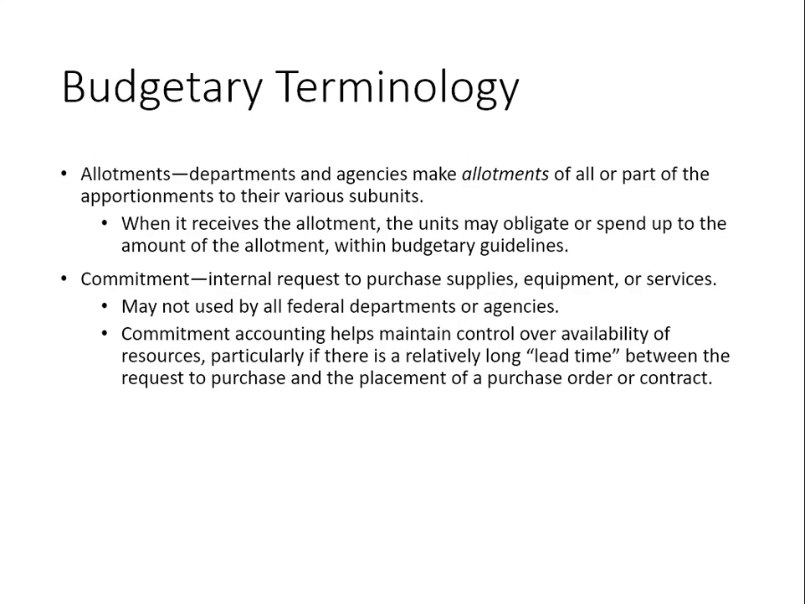So once the departments and agencies get apportionment, they're going to make allotments. They're going to make allotment of the apportionment to their various subunits. Okay, when a unit receives the allotment, it may obligate or spend up to the amount of the allotment within budgetary guidelines.